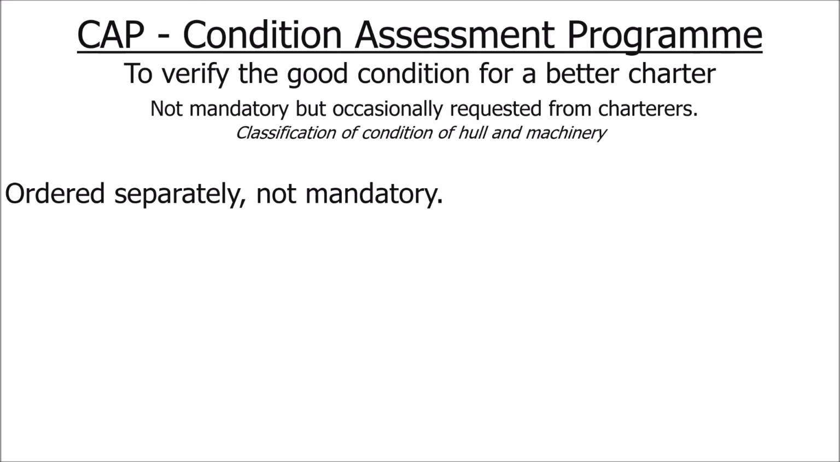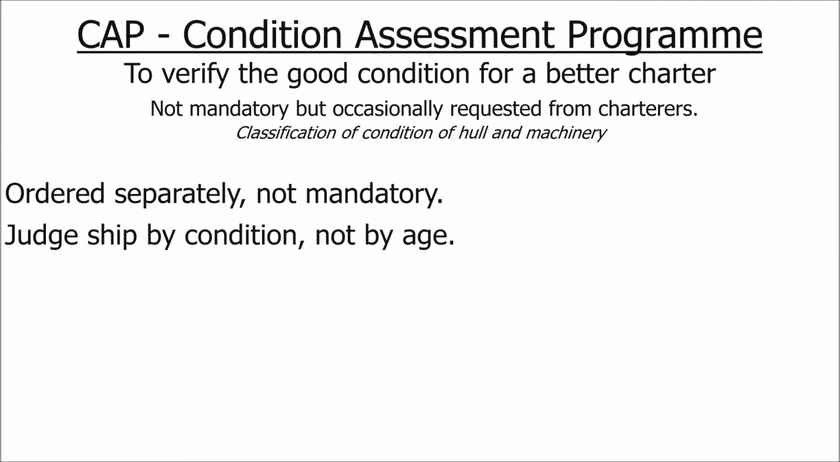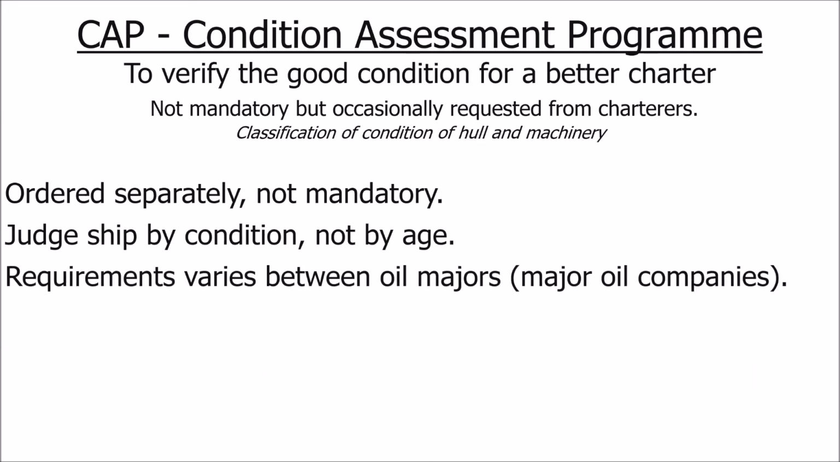And they judge the ship's condition. They say that this ship has got this much steel extra above the minimum thickness all over, so we can say this 50-year-old ship is like a 5-year-old ship maybe. They judge the ship by condition, not by age, and requirements vary between oil majors.